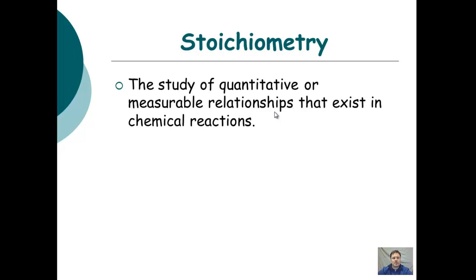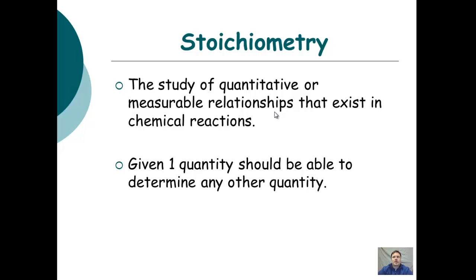Stoichiometry is the study of the quantitative, or measurable, relationships. By quantitative, we mean numbers, relationships that exist in chemical reactions. If we give you a chemical equation and one quantity in it, maybe grams of the first substance, you should be able to determine how much we should be able to get out of any other substance in that equation. The way that works is that it relates through moles and through our coefficients. So there's going to be a lot of math, a lot of factor labeling in this. If you're struggling with factor labeling, make sure you come in and see me.